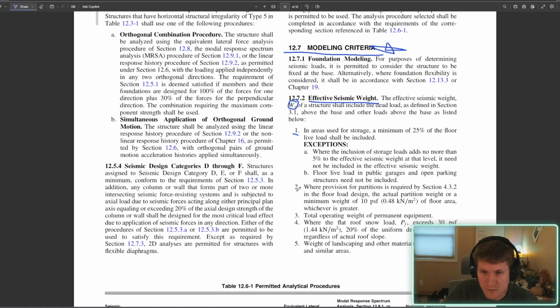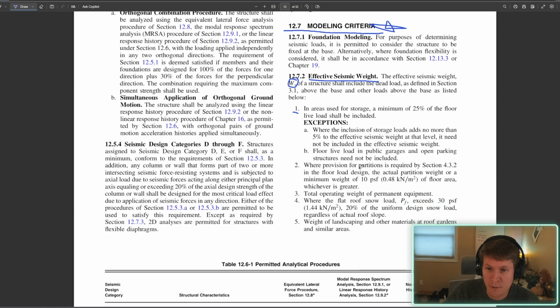Number two talks about where the provisions of partitions is required by section 4.3.2. Again, that's in the live load chapter. The actual partition weight, or a minimum weight of 10 PSF of floor area, whichever is greater, shall be included. Again, this one I actually have to do a lot. This comes into regular engineering design quite often, especially if you have office space that you're designing for, some type of flex area, which I think in a lot of structures nowadays is commonly designed for. But that's as far as we'll talk about that one today.